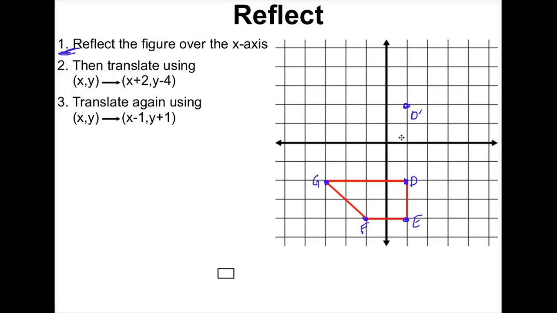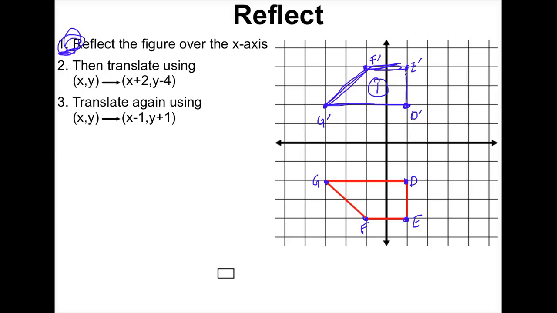So my new D, E was 4 below, so now my new E is going to be 4 above. G is 2 below, so my new G is going to be 2 above. And my F was 4 below, so now my F will be 4 above. Okay. The other thing to do is label that number 1 because that matches our work for number 1.